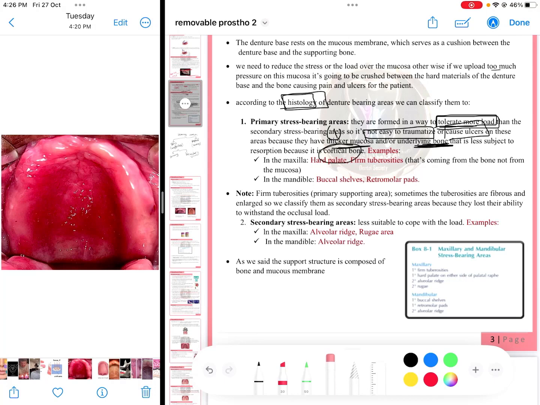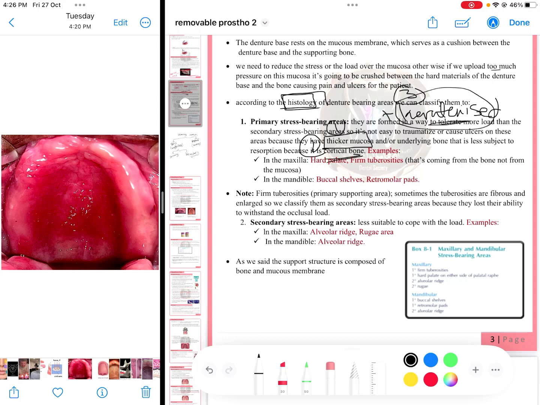Okay, so they have thicker mucosa, the bone is cortical, and add to them also the mucosa is keratinized. So you can add: one, thicker mucosa; two, cortical bone; three, the mucosa is keratinized. Okay, it is not always keratinized, but it's one of the reasons that will make it primary.